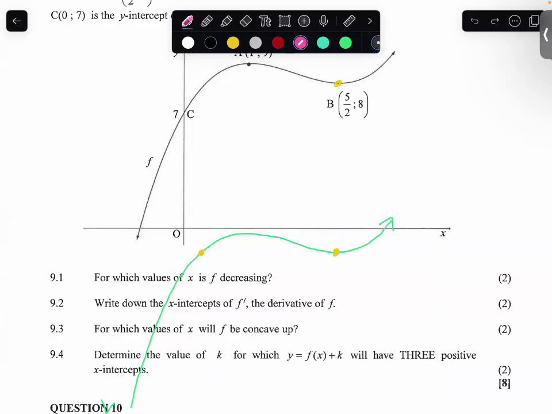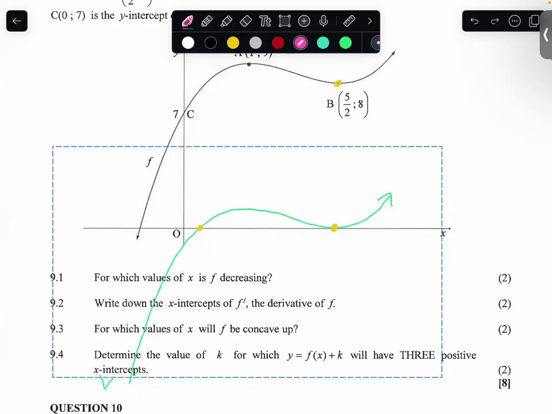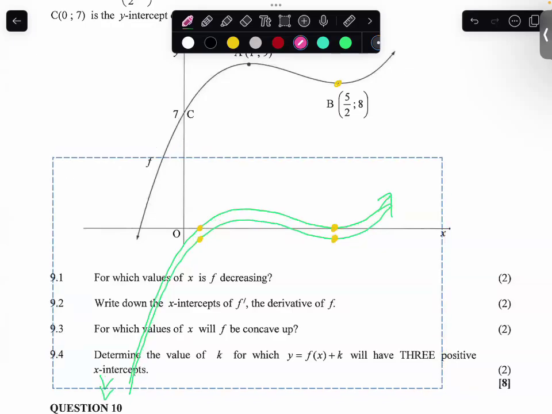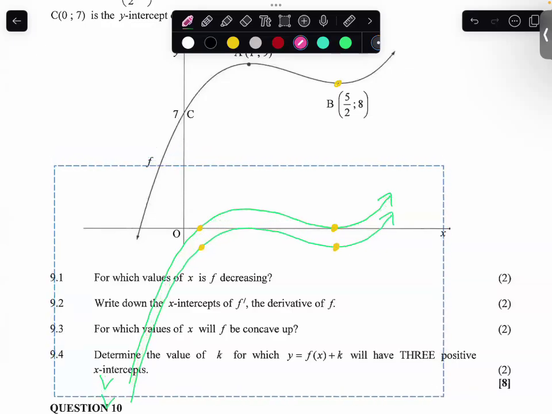So this is what I want you to do. I want you to shift the graph twice. I want you to shift it so that the first turning point lies on the x-axis. And then I want you to shift it again so that the second turning point lies on the x-axis.